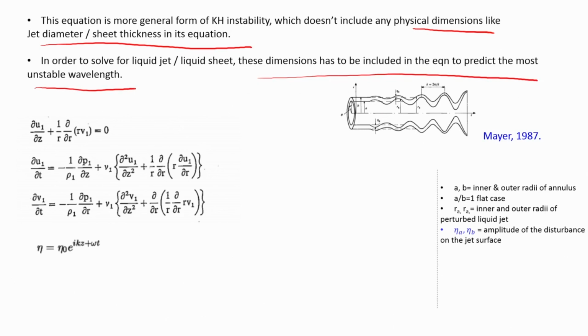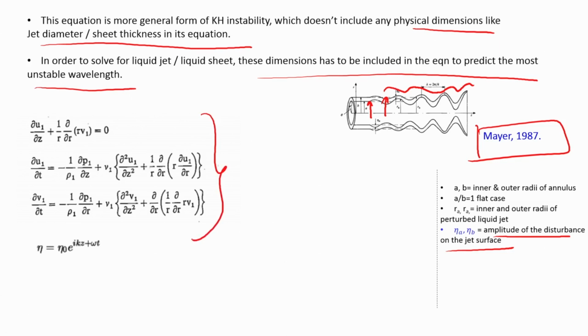For example, in this case there is an inner diameter, an outer diameter, and some perturbations that are created on the surface like this. The liquid jet has an undisturbed or unperturbed diameter of Ra and Rb. There are amplitudes of the disturbances on the jet surface. If this is the situation, which Meyer did in 1987, you can write the governing equations for this in a similar way to what we did earlier.